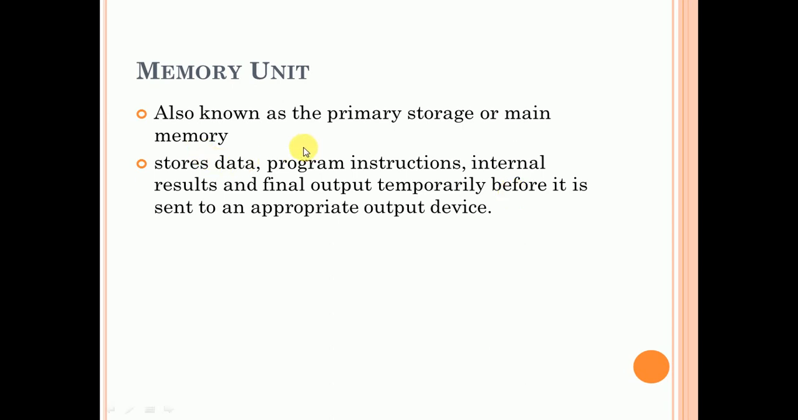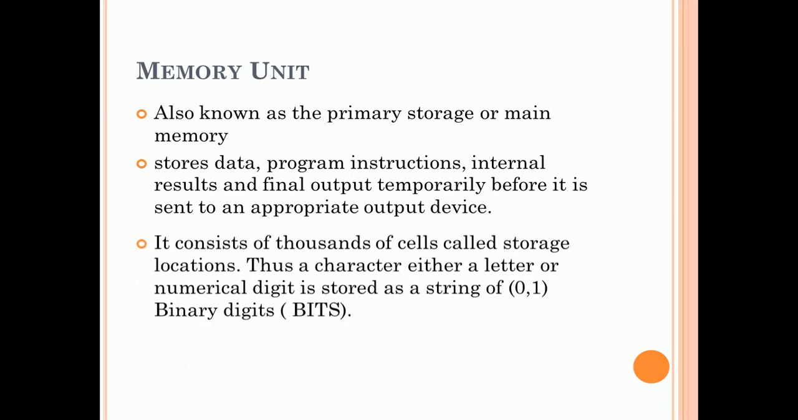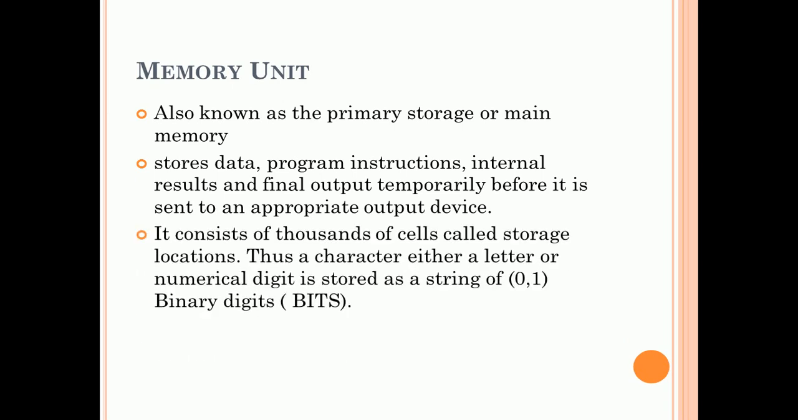So it stores the data and program instructions, whatever applications you use. These instructions or data are stored in the memory unit. After that, it stores internal results. Whatever output you get is also stored in the memory unit until it reaches the output device. That is the function of the memory unit. It consists of different storage locations, and these are called memory cells.